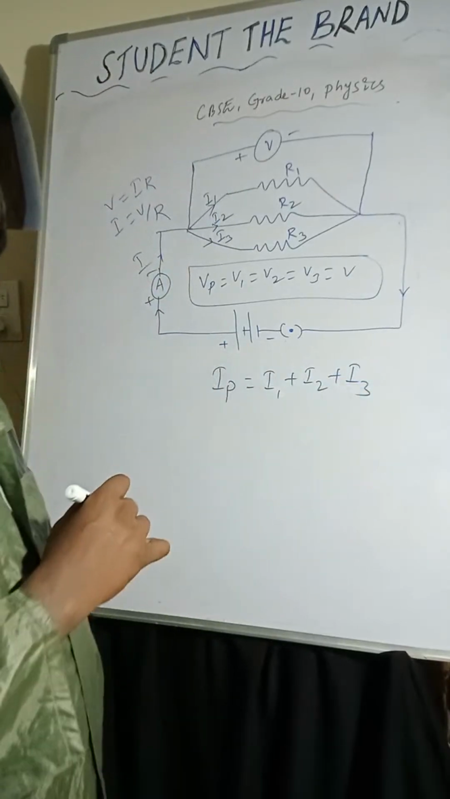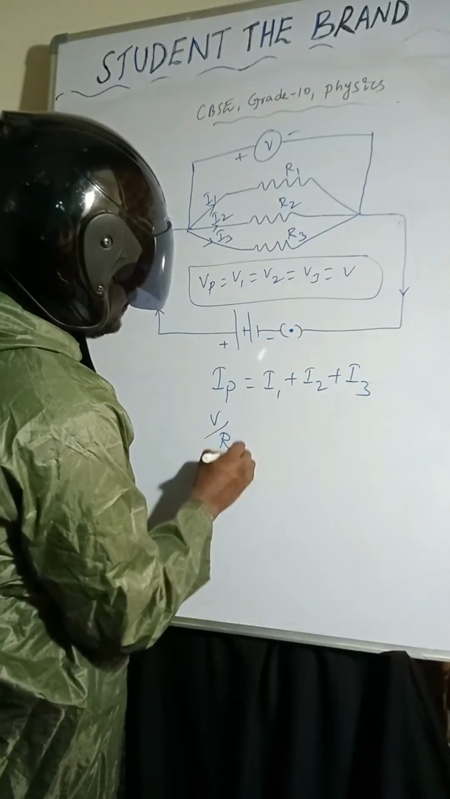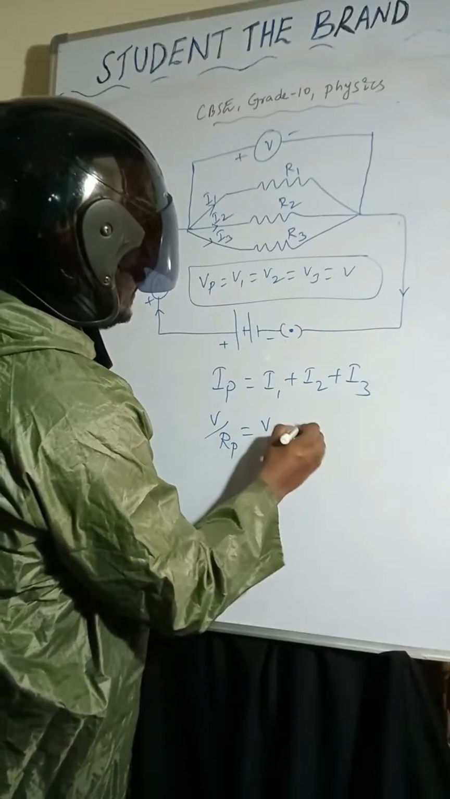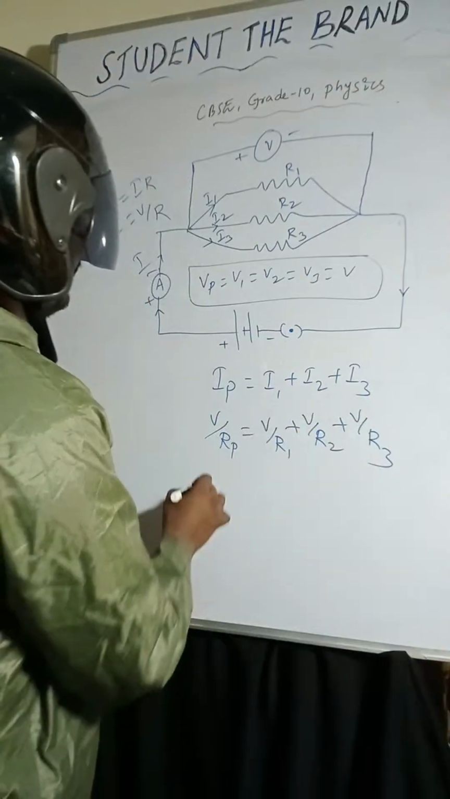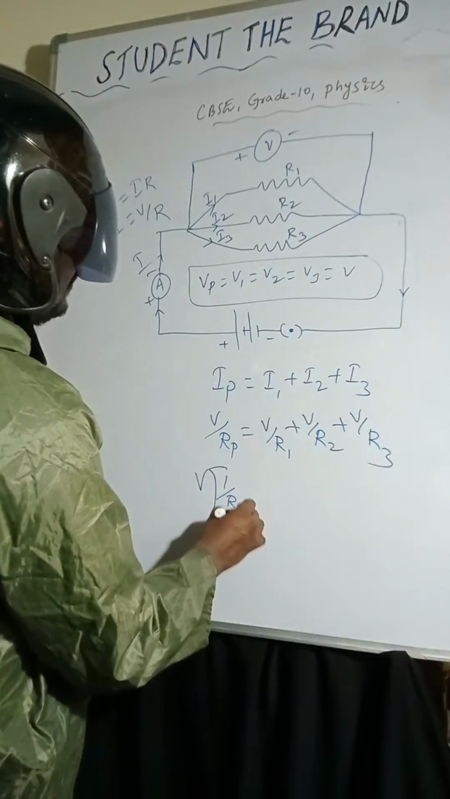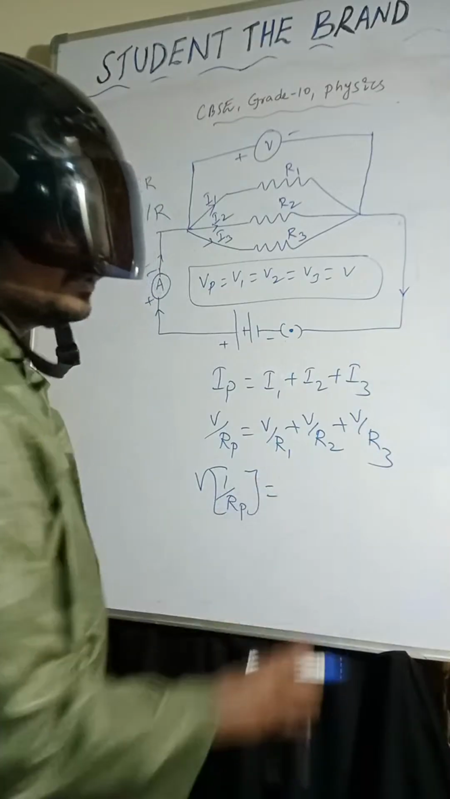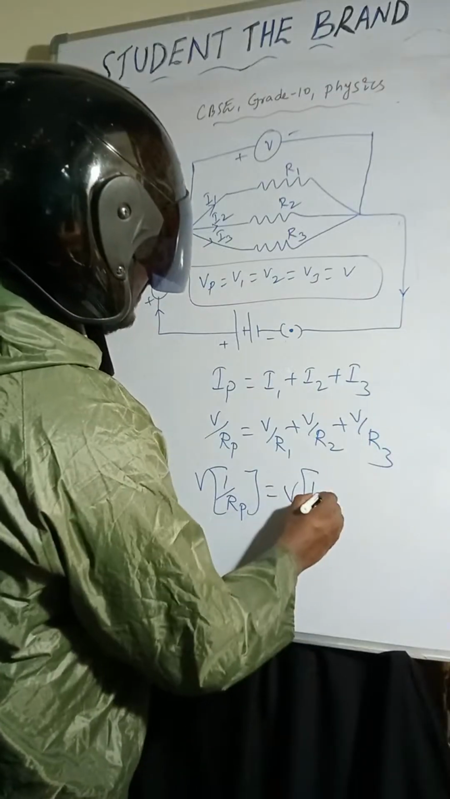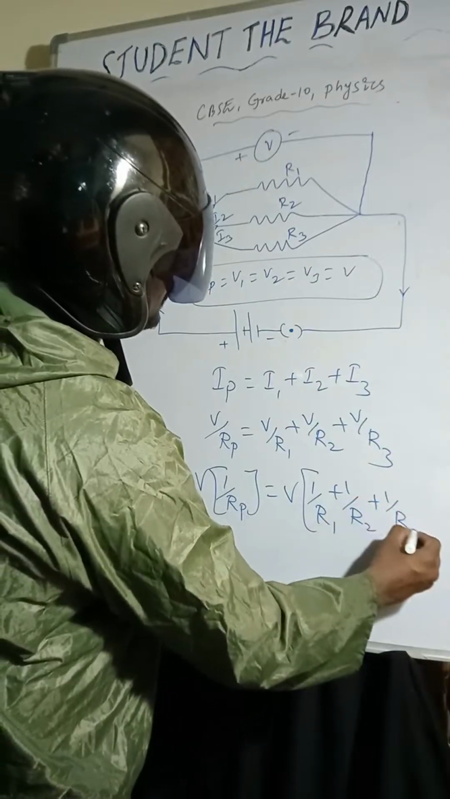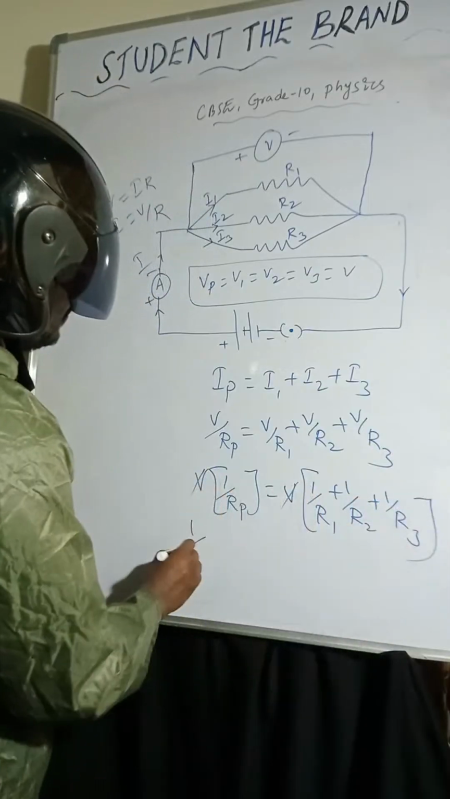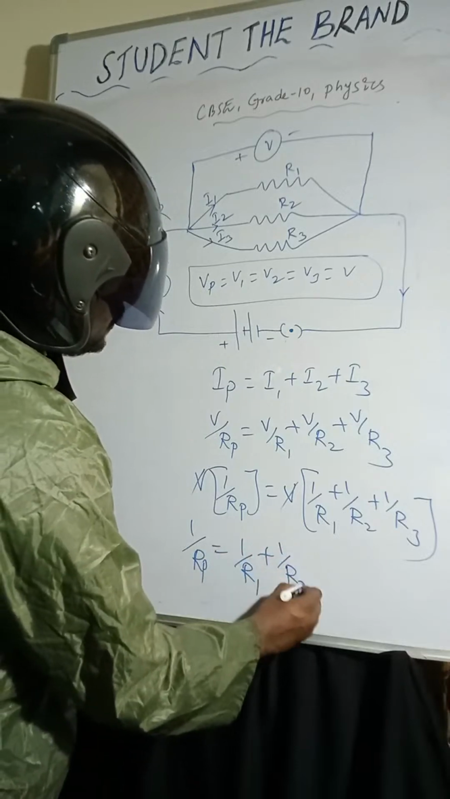So in the place of Ip, shall I write V by Rp equals V by R1 plus V by R2 plus V by R3. Taking V common, 1 by Rp equals 1 by R1 plus 1 by R2 plus 1 by R3, and the V will get cancelled. So 1 by Rp equals 1 by R1 plus 1 by R2 plus 1 by R3.